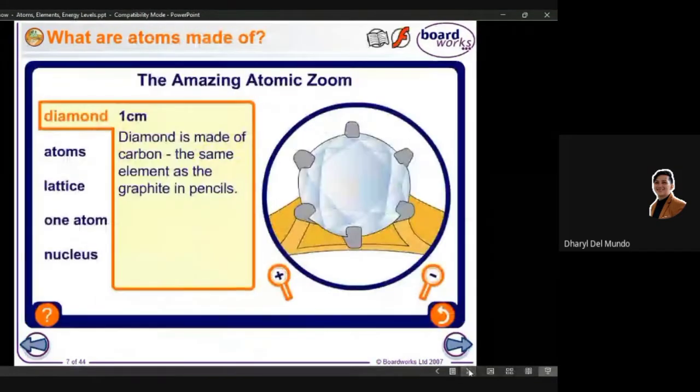And of course, I just want you to look at this diamond. Diamond is also made up of carbon atoms, same as charcoal, same as the graphite inside of pencils, like what I've said a while ago. And we know that carbon atoms are very important when it comes to living organisms, because without carbon, we cannot consider them living organisms.